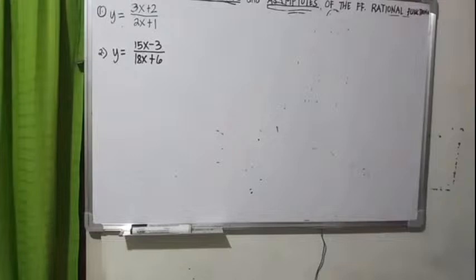15x minus 3 over 18x plus 6. Find the zeros, intercepts, and asymptote of that given rational function.